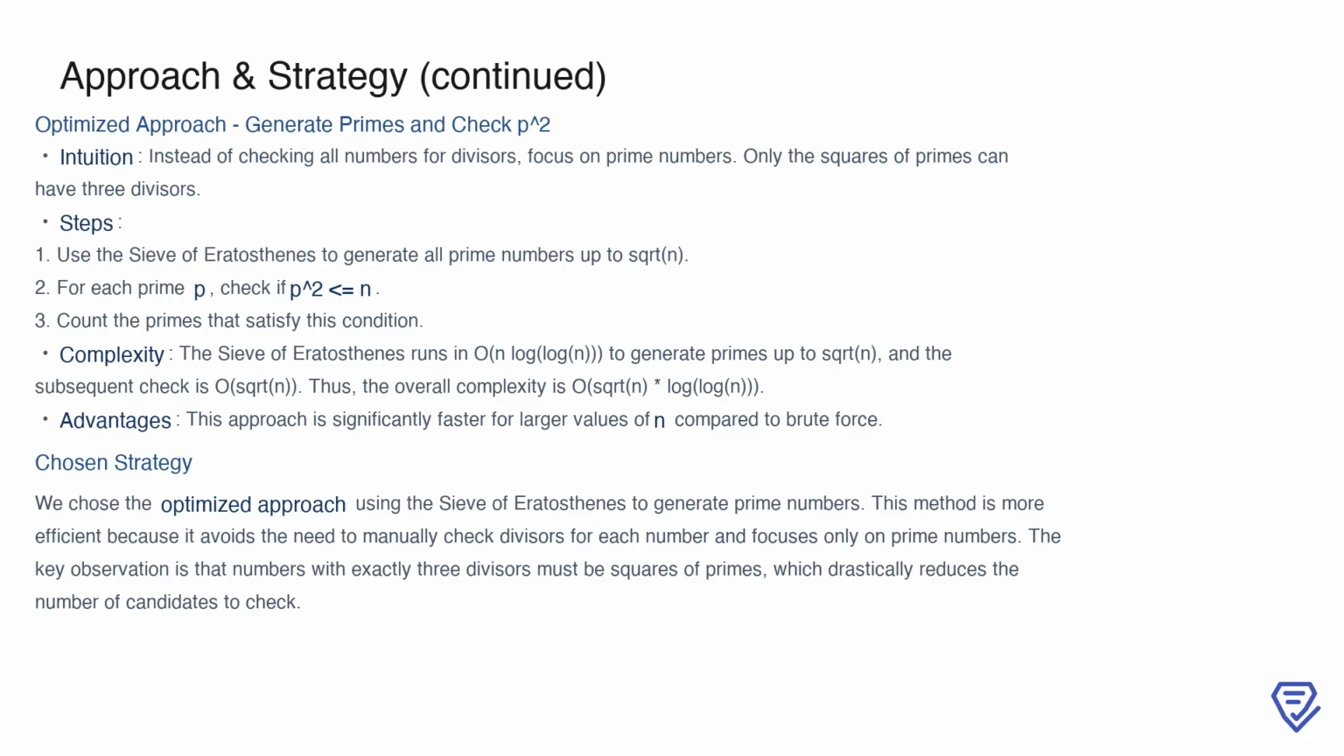The sieve of Eratosthenes itself runs in O(n log n) time for generating primes up to sqrt(n), and the subsequent checks are completed in O(sqrt(n)). This results in an overall complexity of O(sqrt(n) * log n). By focusing on primes and their squares, we eliminate unnecessary computations, making this approach much faster for larger values of n. This is why we chose the optimized method for solving the problem. It leverages the mathematical insight about prime squares to significantly reduce the computational workload.